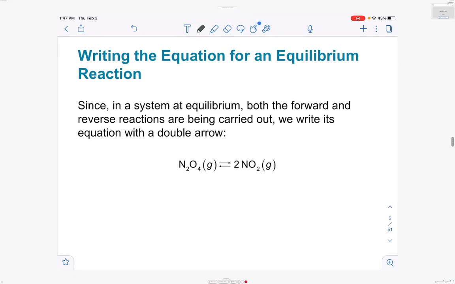All right, so let's thoroughly study this equilibrium reaction between N2O4 and NO2. Make sure not to forget to use the double arrow when you're expressing an equilibrium reaction.